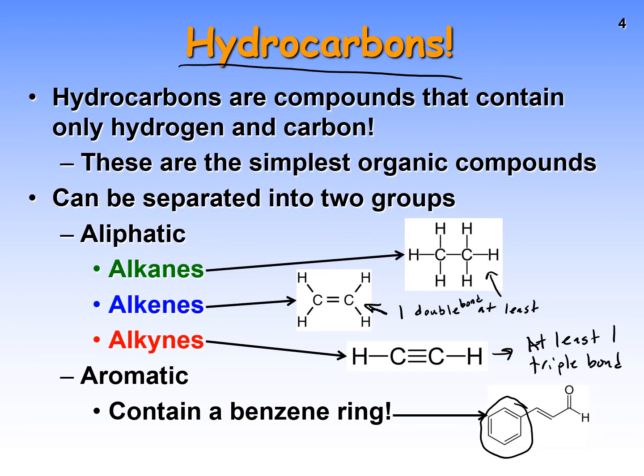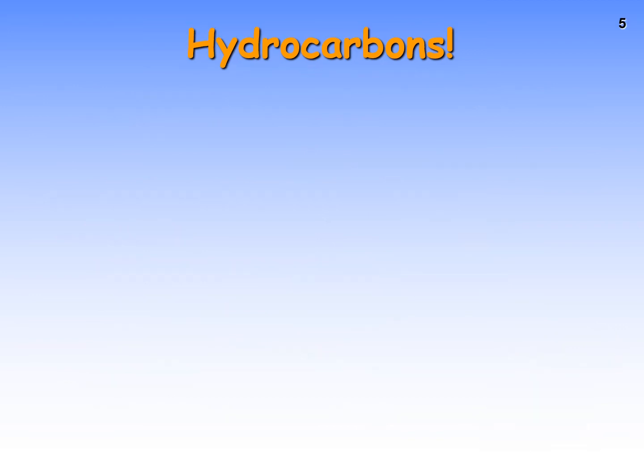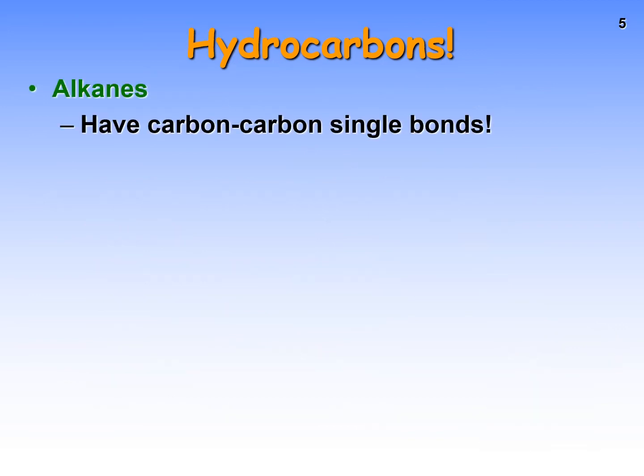If you have a double bond anywhere in your hydrocarbon, it's an alkene. And if you have no double bonds, only single bonds, it's an alkane. You can have more than one double bond, more than one triple bond, it's still an alkene or an alkyne, respectively. So, alkanes have carbon-carbon single bonds only.